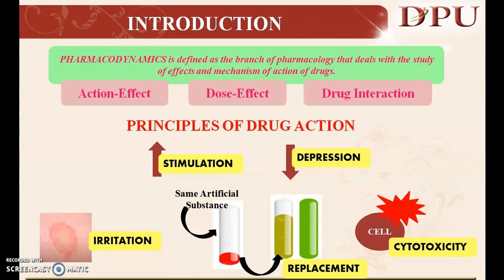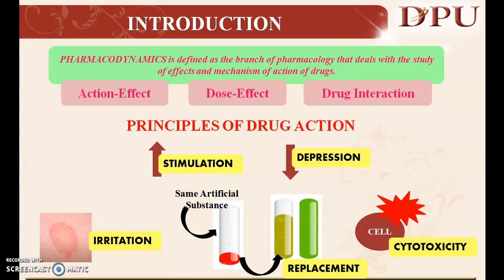For example, adrenaline stimulates the heart. Acetylcholine depresses the SA node of the heart. Certain drugs produce inflammation, redness and pain in the cells, a kind of hypersensitivity reaction or inflammation kind of reaction. So that will come under the irritation reaction.